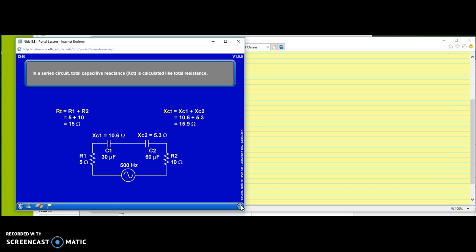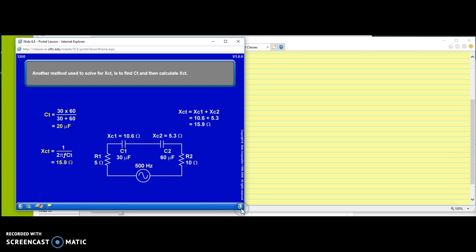So in a series circuit, total capacitive reactance is calculated like total resistance. In a resistive circuit, we can add the two resistors. In a capacitive circuit, we add the two impedances, the X of C1 and the X of C2, and get total capacitive reactance. So do it just like we do resistors, and just add them together. Showing you here, 10.6 plus 5.3 gives us 15.9. Or we can go ahead and get the total capacitance.